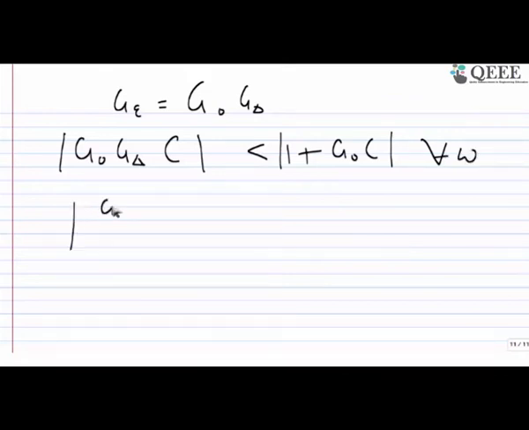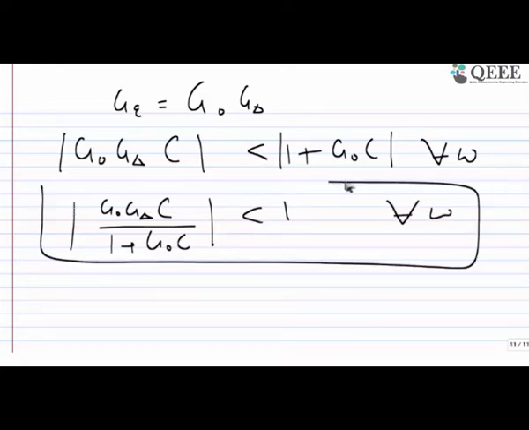Okay, this gives me the condition |G₀ G_Δ C| / |1 + G₀ C| should be less than 1 for all omega, and this is nothing but the same stability condition that I have in the theorem. So from the Nyquist plot you can also analyze the robustness of your controller, if there are some uncertainties in the plant, that is, your plant is not the true plant that you have identified.